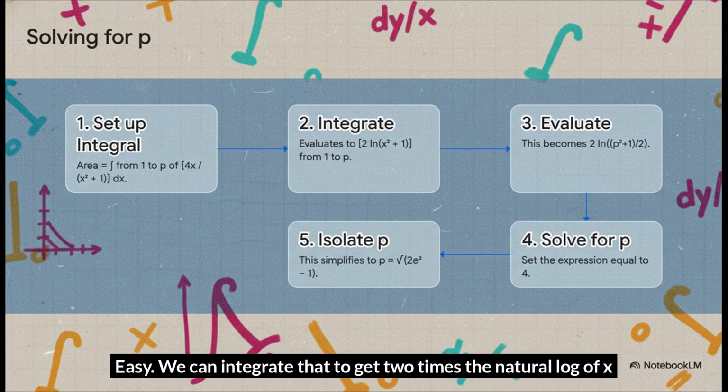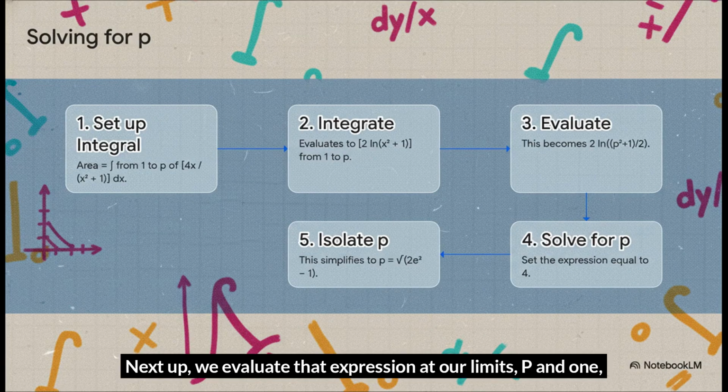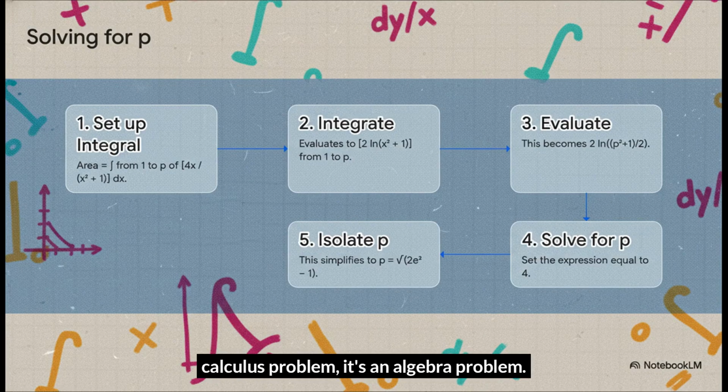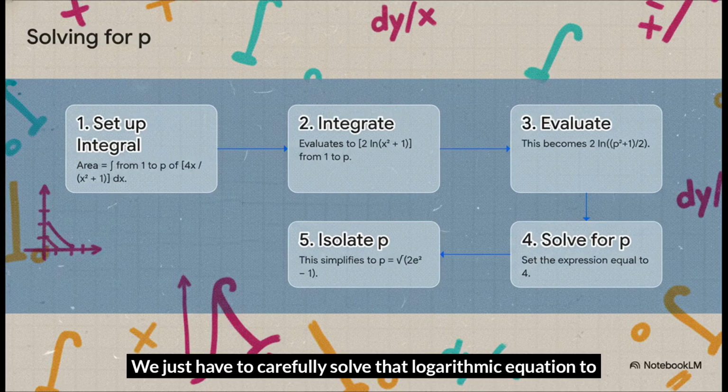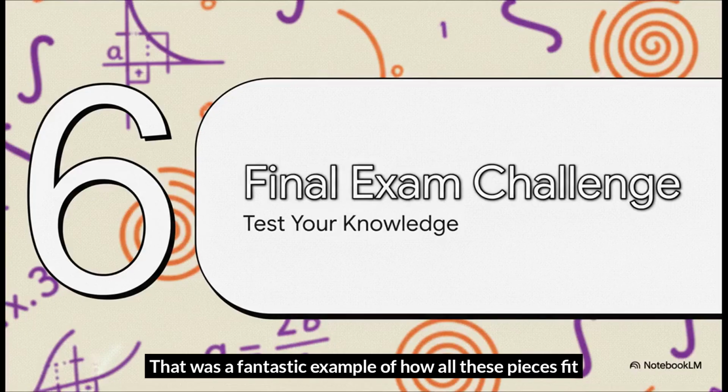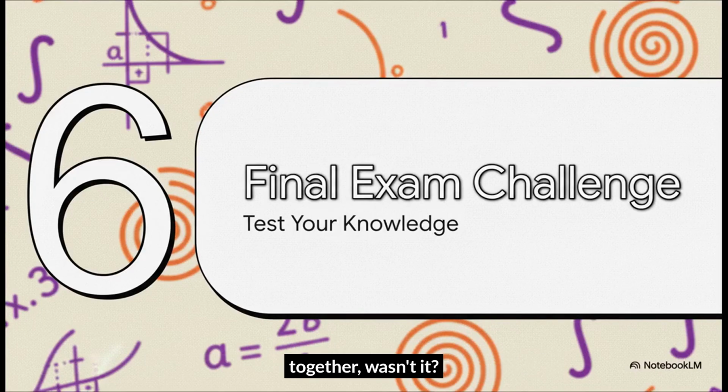Easy. We can integrate that to get 2 times the natural log of x squared plus 1. Next up, we evaluate that expression at our limits, p and 1, and we set the whole thing equal to 4, because that's the area they gave us. After that, it's no longer a calculus problem, it's an algebra problem. We just have to carefully solve that logarithmic equation to find our p. That was a fantastic example of how all these pieces fit together, wasn't it?